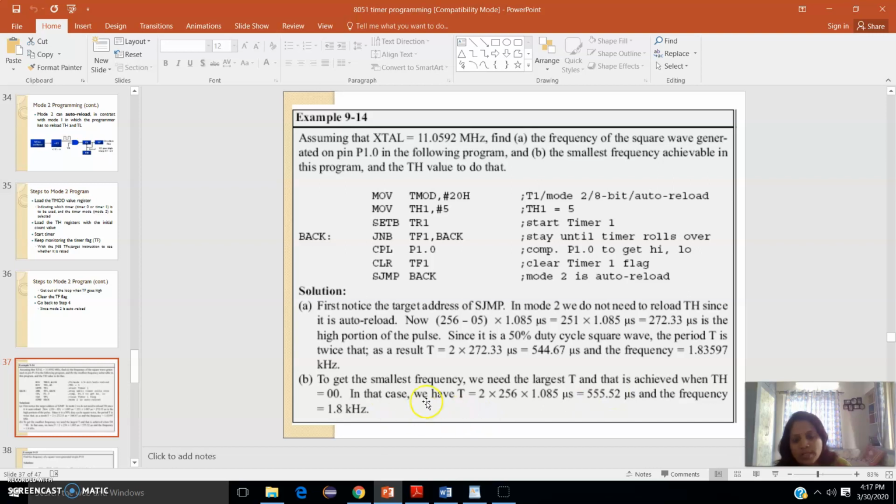Now, if you want to find the smallest frequency, we need the largest T, because frequency and time are related: 1 upon f is equal to T. That's why here TH is equal to 00, that is, the value present in TH is 256 if we are considering it, and then you can find the smallest frequency for your program. So that is the smallest frequency.